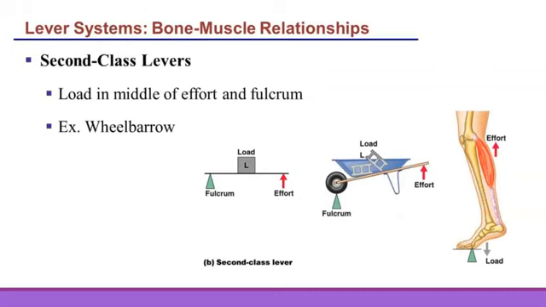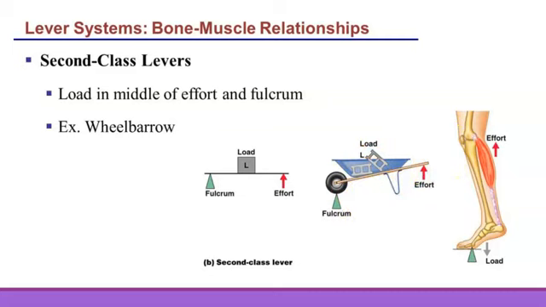Now, with a second class lever, the load is in the middle of the effort and the fulcrum. So here we see the fulcrum at one end, the load in between the fulcrum and the effort, which is at the other end. An example of this would be a wheelbarrow. So here we see the fulcrum of the wheelbarrow, and then the effort being exerted on the other end with the load being between the two.